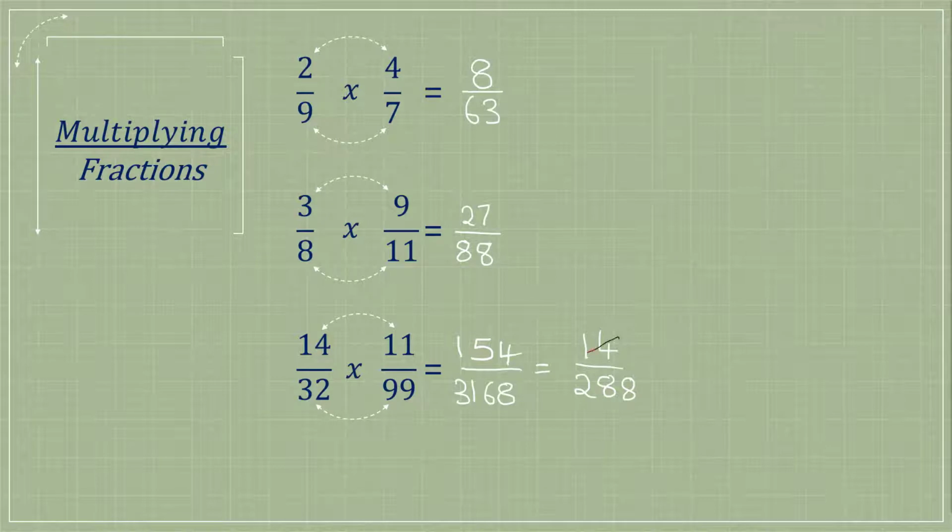14 divided by 2 is 7. There is a trick to dividing large numbers by 2, and I will put the link in the description below.